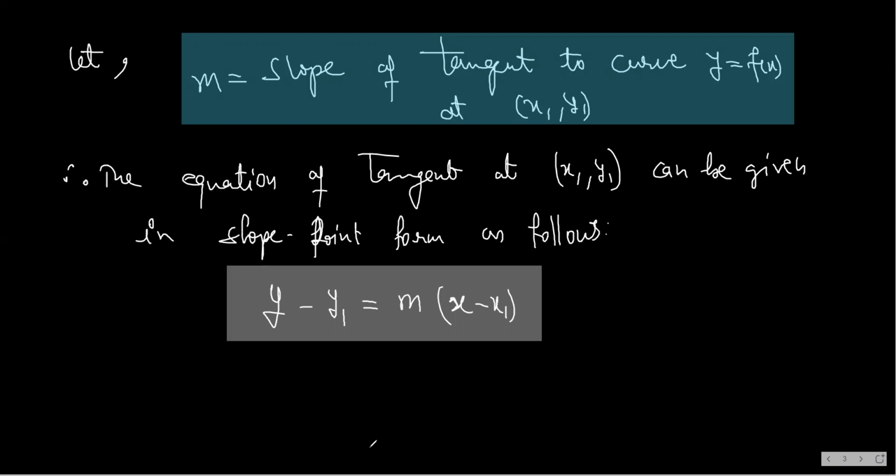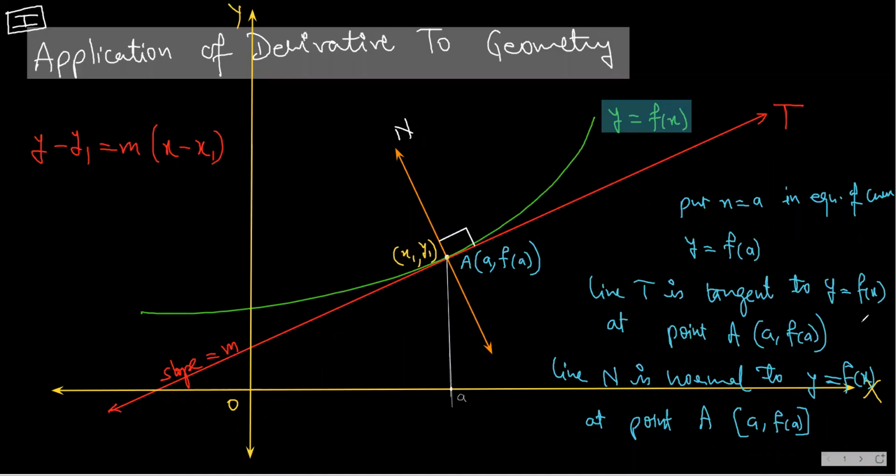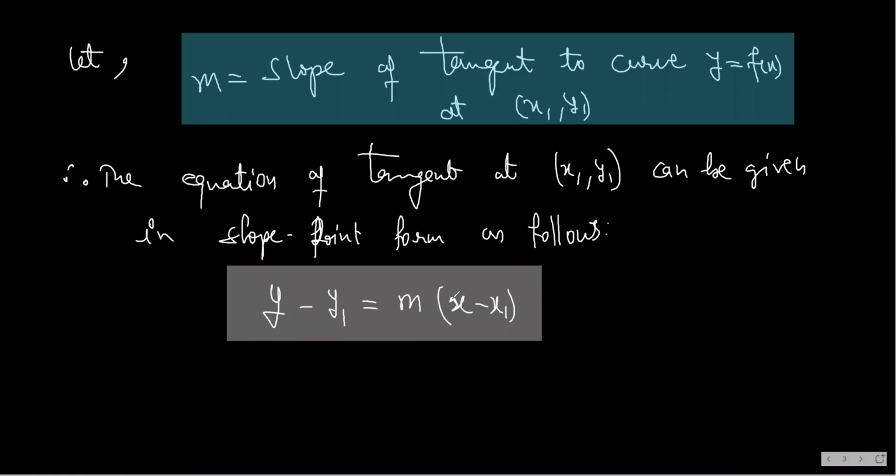After this, we'll go for the equation of the normal. Please write this first. After finding the equation of tangent to the curve at x1, y1, what is the next step? The next step is we will find the equation of normal to the curve at x1, y1.